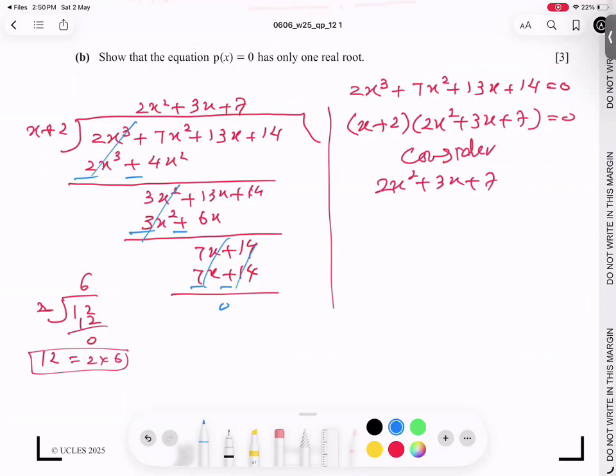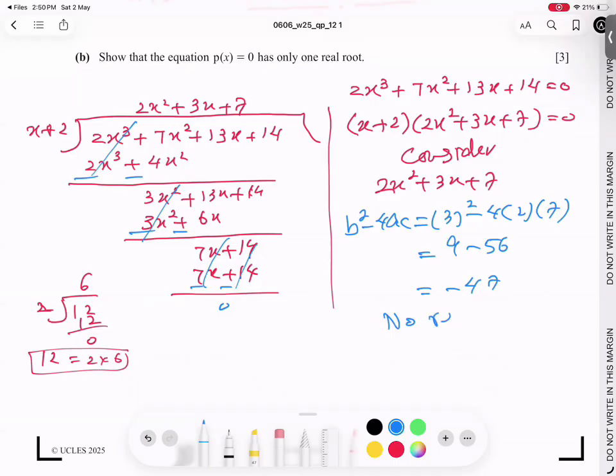And prove it. Look at b squared minus 4ac. B is 3, so 9, minus 4 times A is 2 times C is 7, which is 56. And we are getting here negative 47, students. So it is very clear that when this kind of situation comes, it means no real root will come from here.